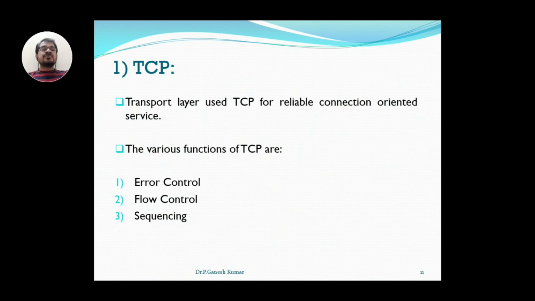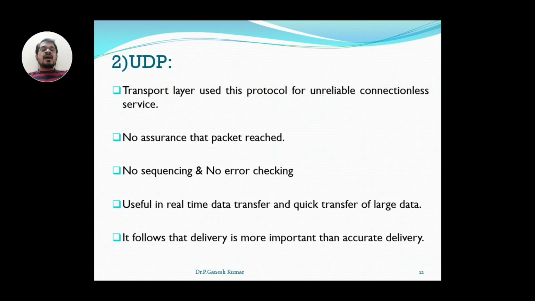So the transport layer uses TCP for reliable connection-oriented services. The various functions of TCP are error control, flow control, and sequencing. The sequencing purpose is to identify the process-to-process communication, that is, which process this packet belongs to. The flow control regulates the flow of data from one network to another network. And the error control is to detect the error as well as correct the error with the help of the header checksum mechanism. And the UDP protocol, the transport layer uses this protocol for unreliable connectionless services.